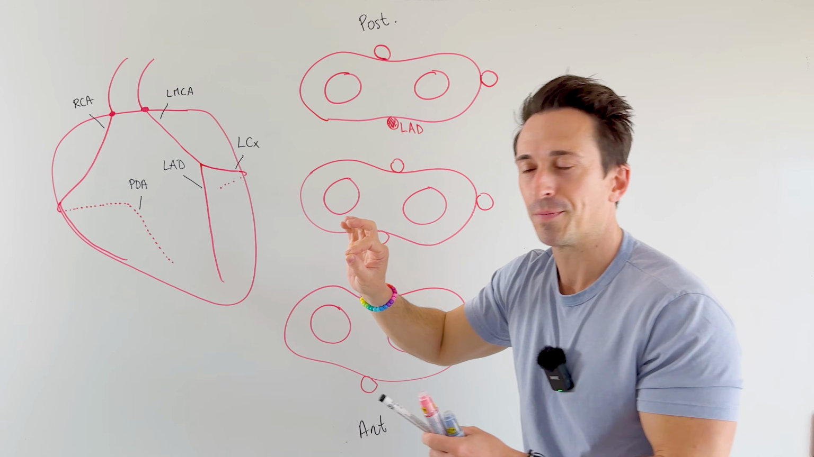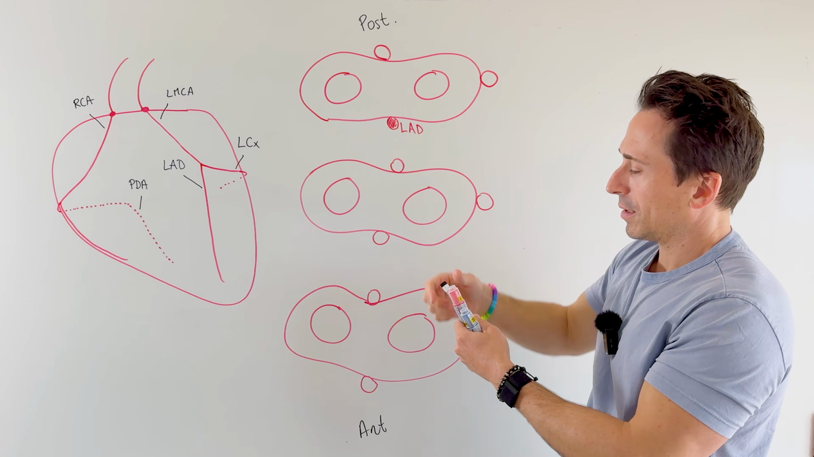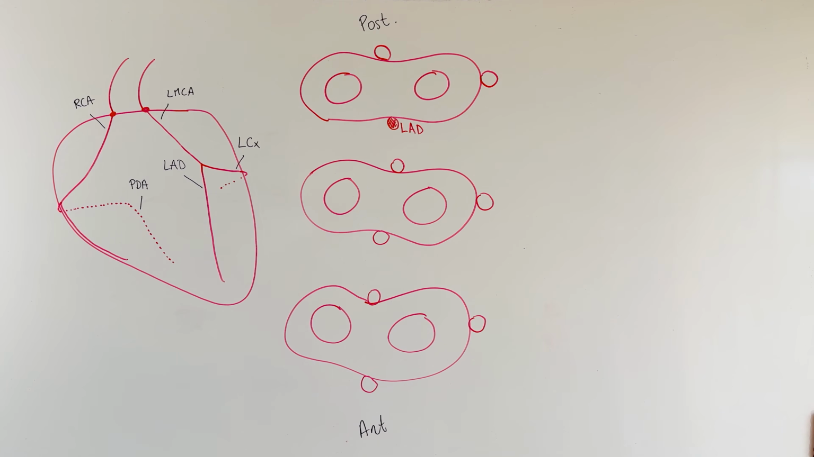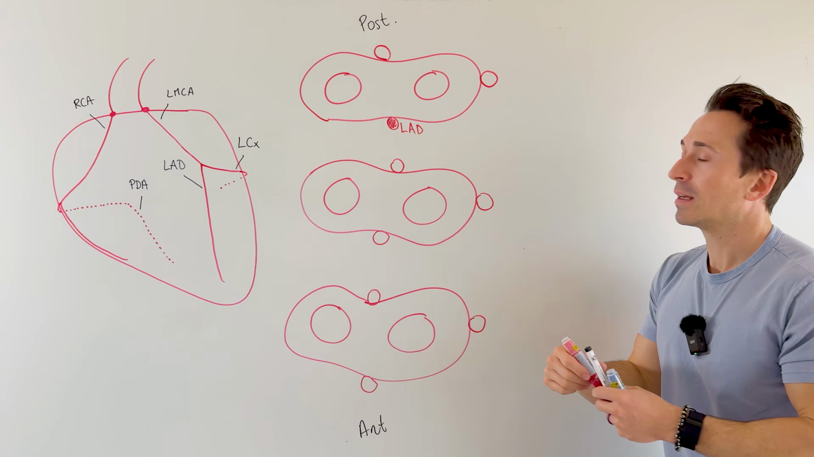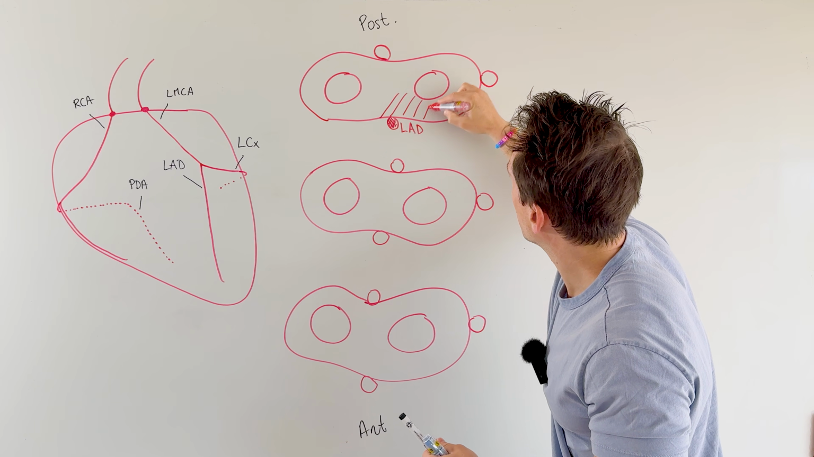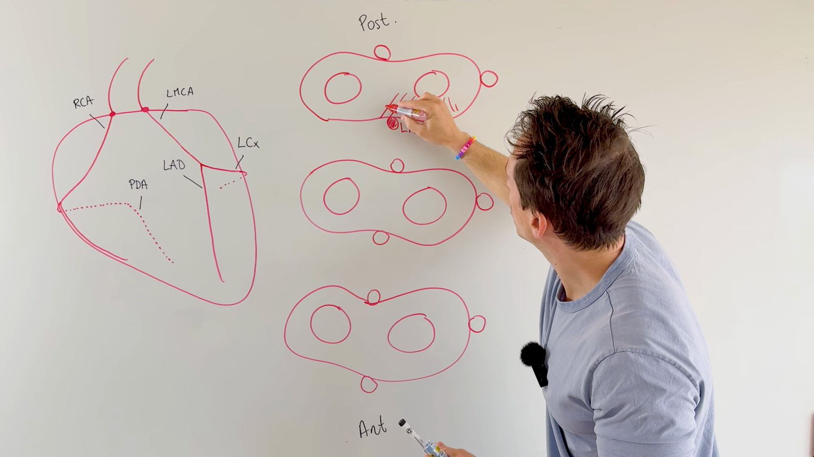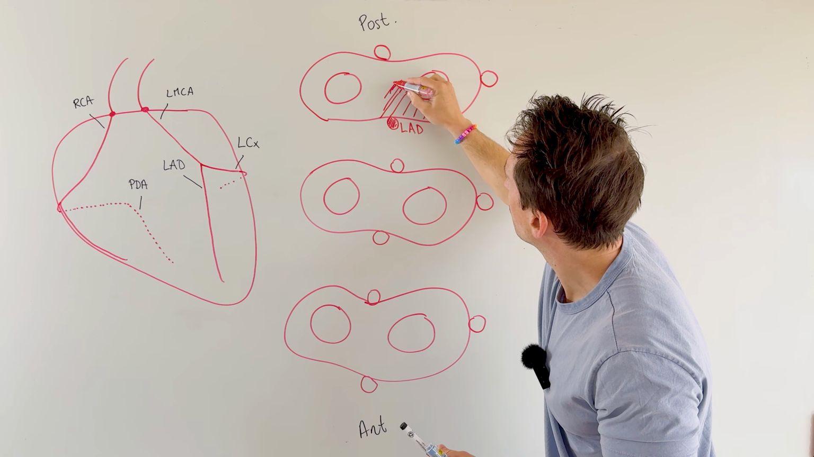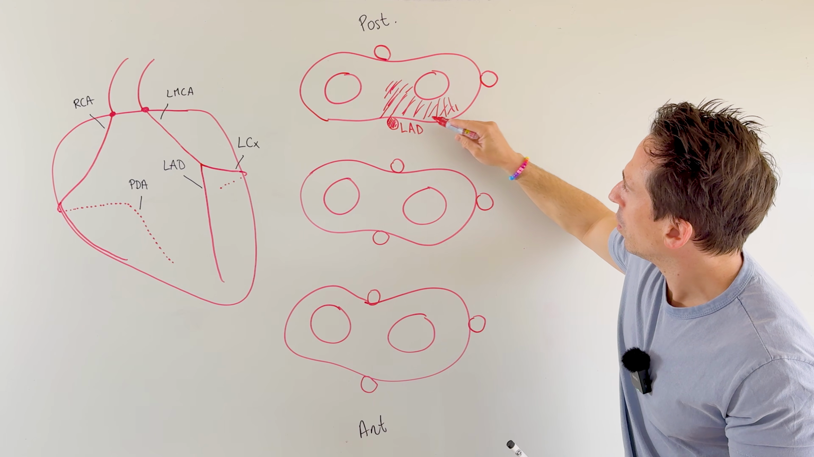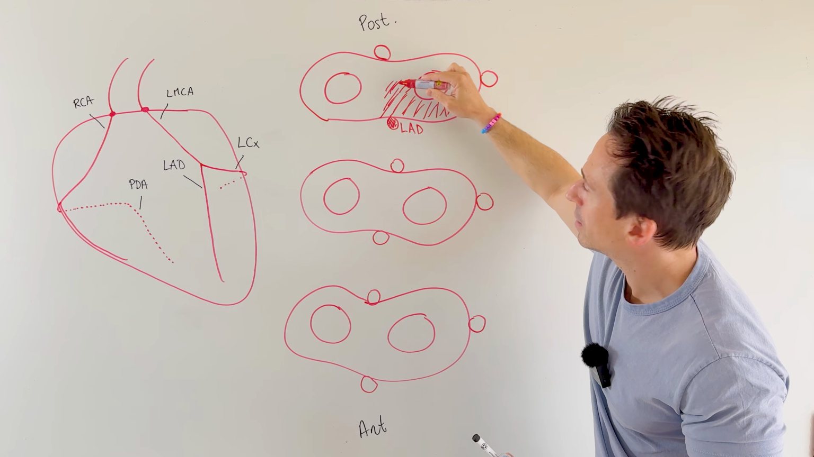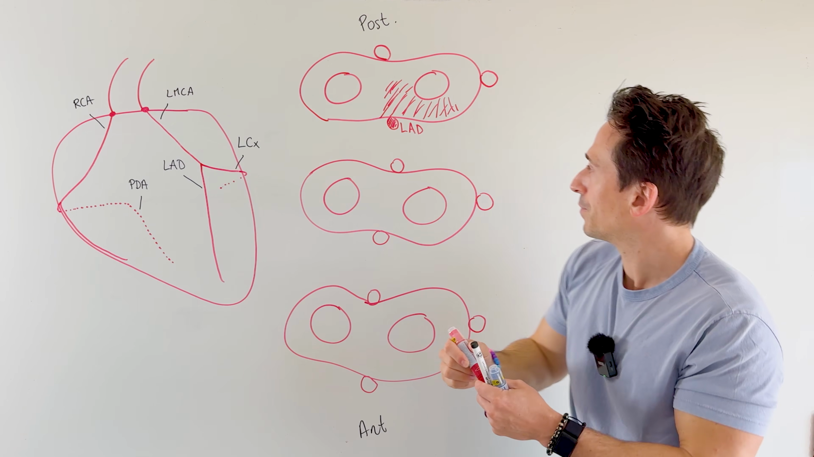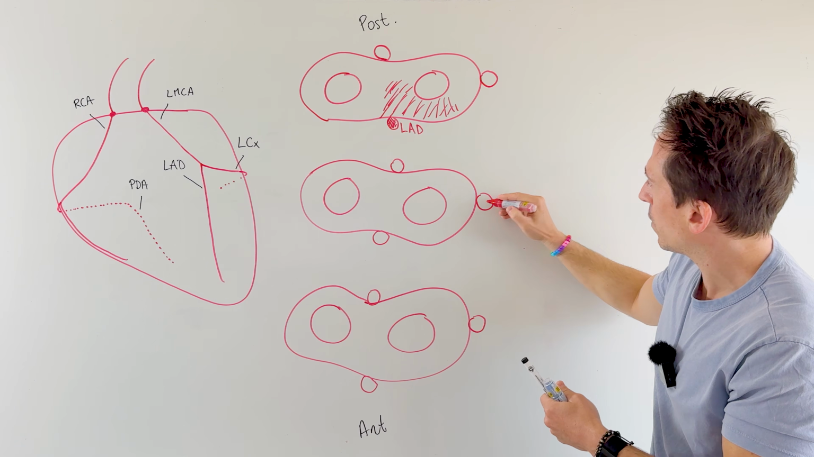We've got our LAD. Now, what does the LAD feed? The LAD feeds the left ventricle, or the left ventricular myocardium, and 2/3 of the septum. So there's our LAD. It feeds the anterior wall and 2/3 of the ventricular septum, or the anterior septum.